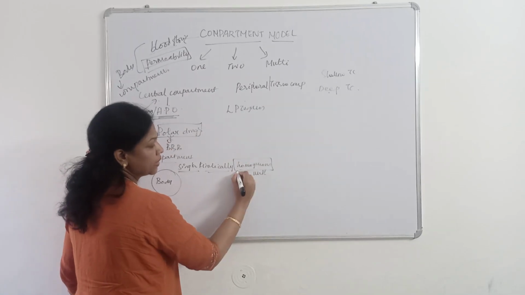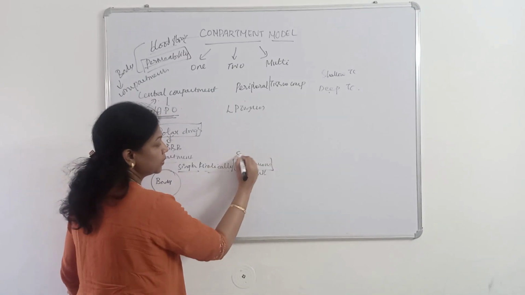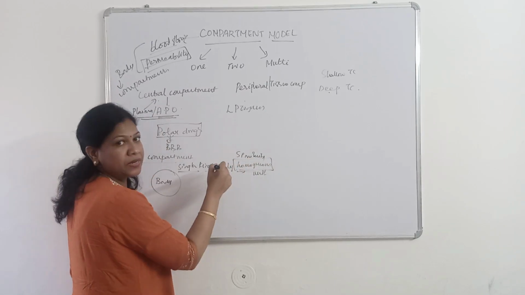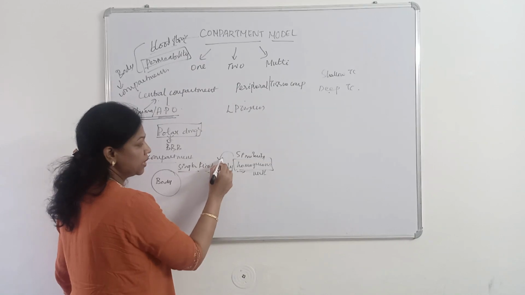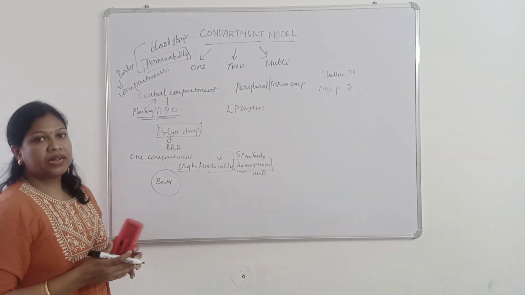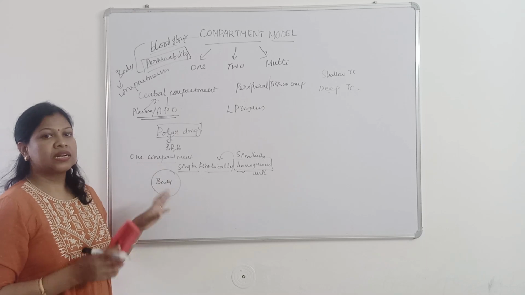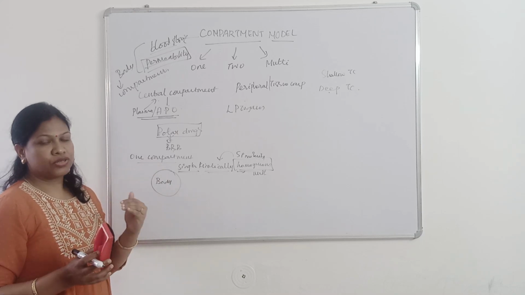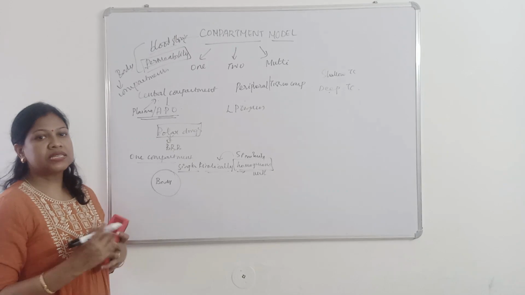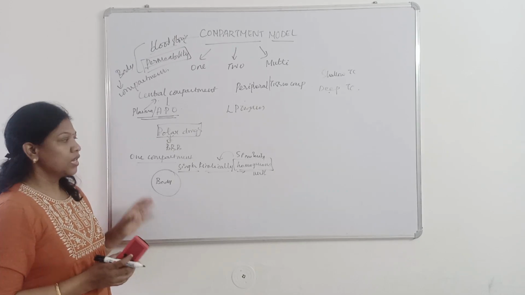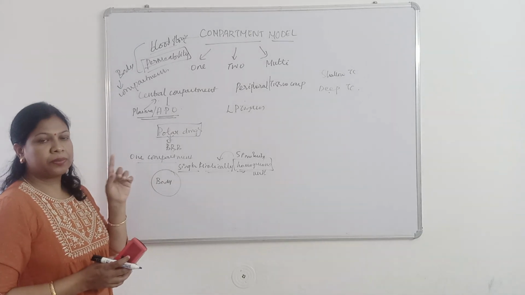अब होमोजीनस का मतलब क्या है? What does it mean? Homogeneous means similar, similarity. So किसके बेसिस पर सिमिलर है? On which basis it is similar? Kinetically similar. Kinetics means movement. The movement, the change in the drug concentration will be similar in all the tissues. So whole body is considered to be single kinetically homogeneous unit in case of one compartment.